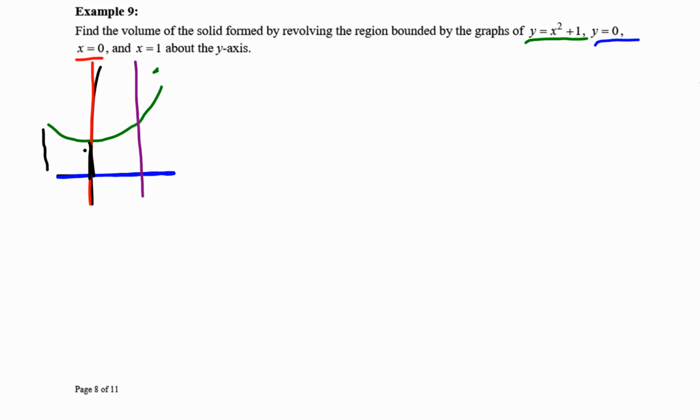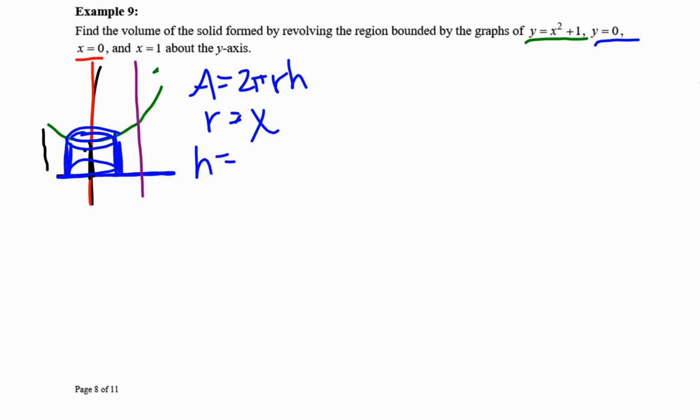we can unravel it and instead do parallel to our axis of rotation, and we can just make these cylindrical shells. Okay, so I'm going to go with that method. So the area, let's just do area here. 2 pi r h, the radius. And in this case, it's pretty simple. It's just given by x. And the height is given by the y value, which is x squared plus 1.